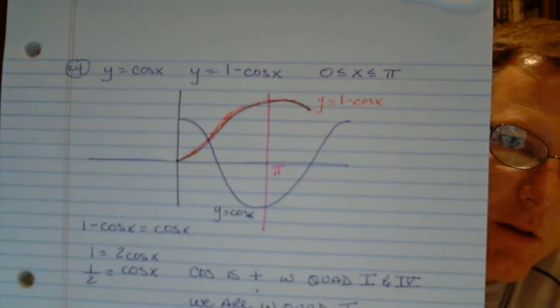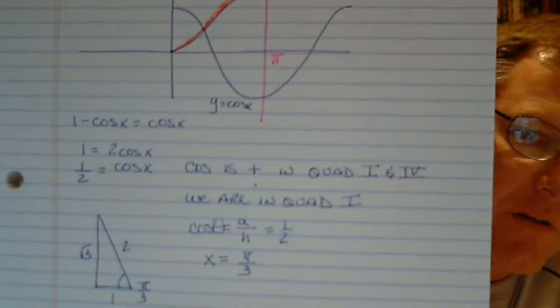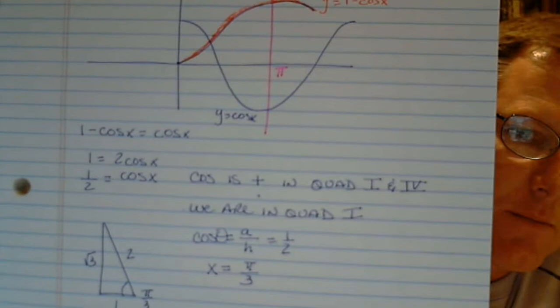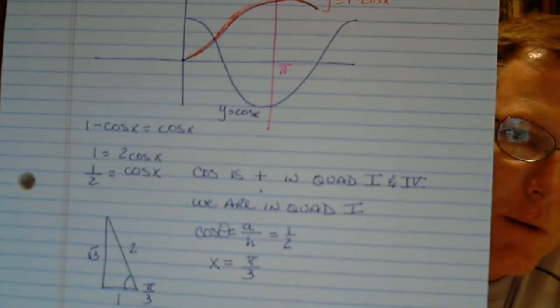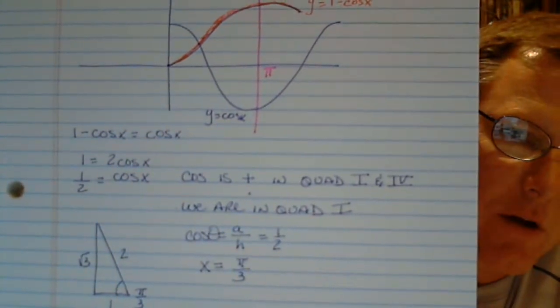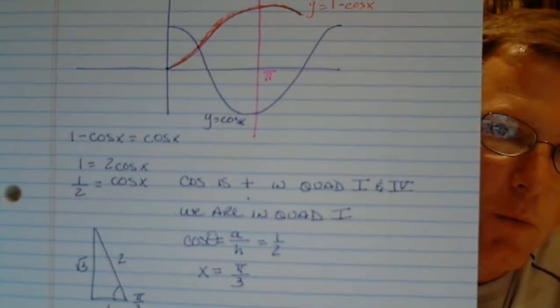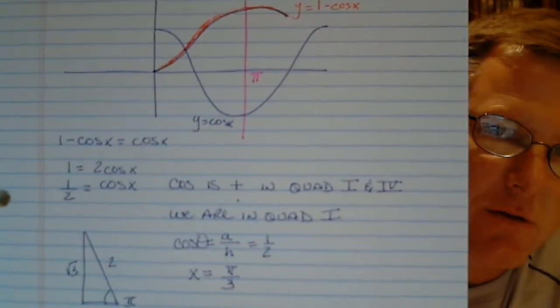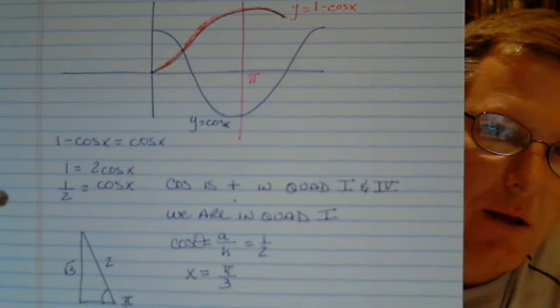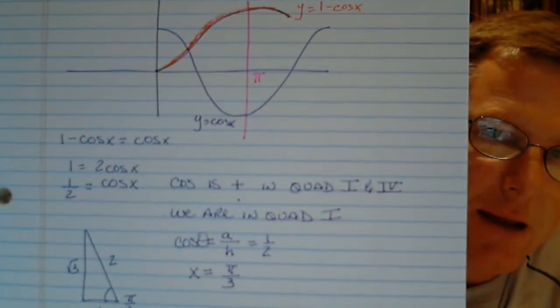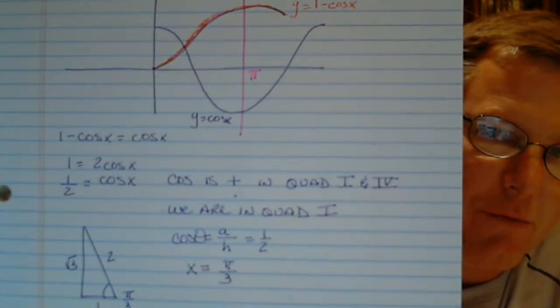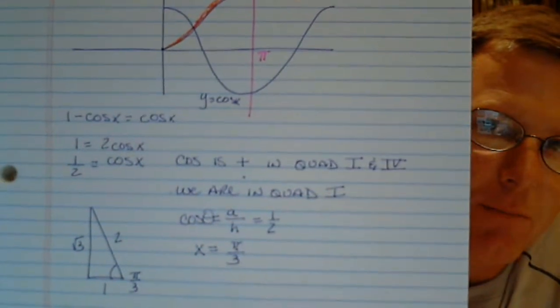So you'll notice that the first thing I did down below is I had to figure out where the two graphs intersect. I didn't label it on the graph, but I did the work. I set 1 minus cosine x equal to cosine x. That gives me 1 equals 2 cosine x, divided by 2. When does cosine equal a half? I did the work just like we did back in the day, even though hopefully all of us know cosine equals a half at pi over 3.